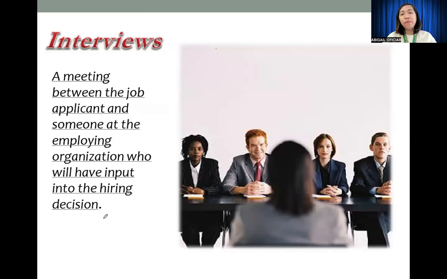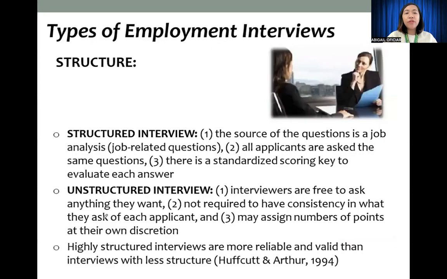That's why before the interview, we schedule this. We talk to the interviewer kung kailan yung exact time ng interview and where will be the venue. No, saan yung venue? What else? Of course, other instructions should be given para hindi mawala yung aplikante. Okay? So that's the interview.